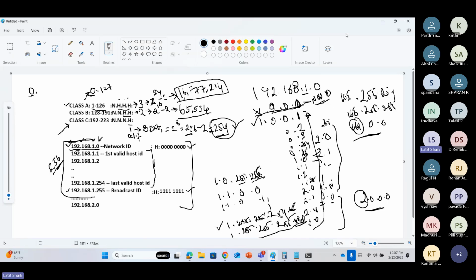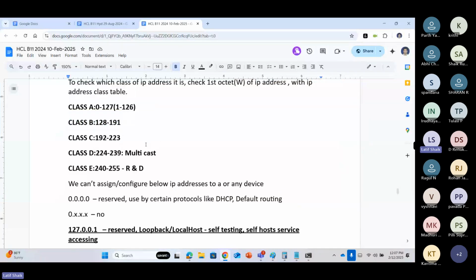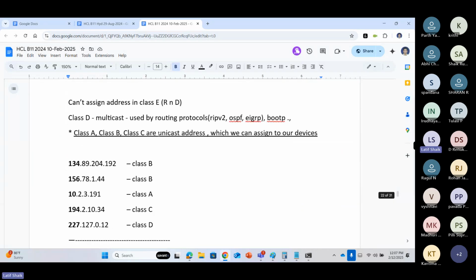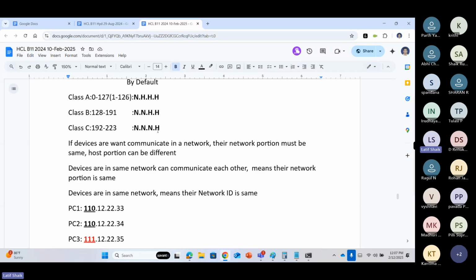I am taking a lot of things. Simple to get it, guys. For identification of an IP address, which class it is, the ranges are helpful. And in each class of IP address, by default, there are network and host portions. When two or more devices are communicating with each other, their network portion must be the same. Then only they will communicate in the same network segment. So two devices are in the same network means their network portion or network ID is the same.